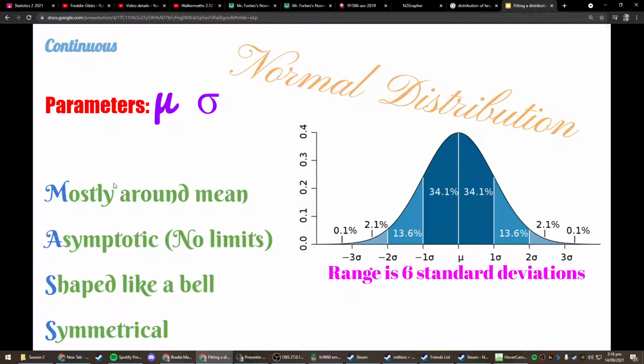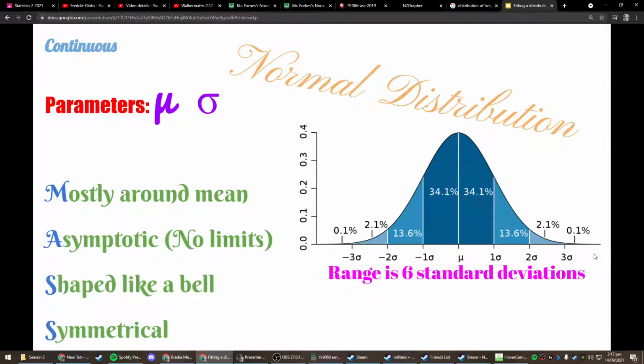So I like to remember mass, M-A-S-S, when I'm dealing with the normal distribution. I remember M for it's mostly around the mean, A for it is asymptotic. This is a fancy word that will get you a merit sometimes. It means that there are no limits. It means that this curve goes on for infinity. And S, it is shaped like a bell.